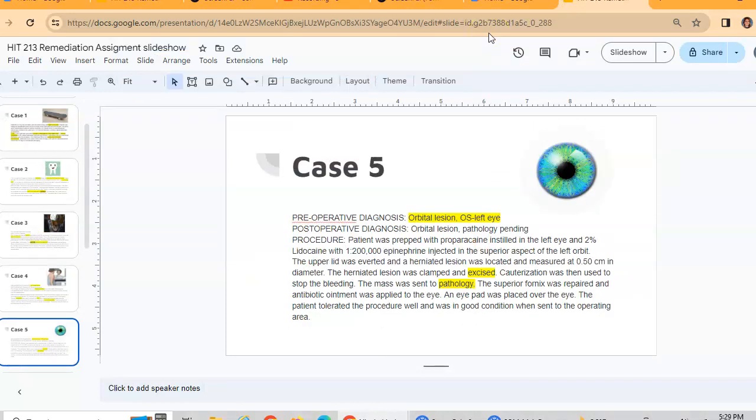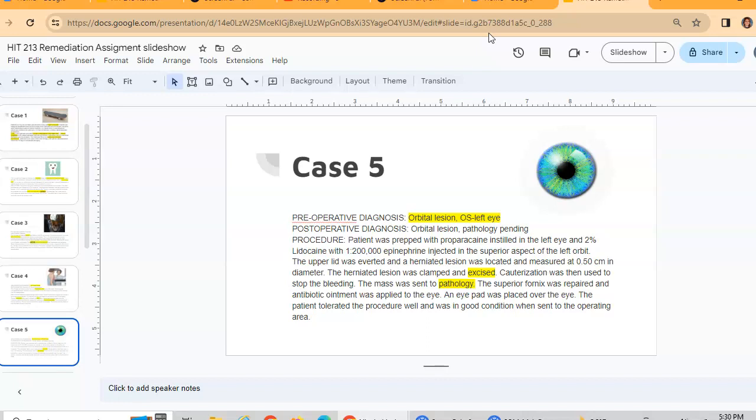Okay, case number 5. For case number 5, I would have Googled orbital lesion of the eye or eye lesion. Patient presents with orbital lesion, OS left eye. The upper lid was averted and a herniated lesion was located and measured. The lesion was clamped and excised.